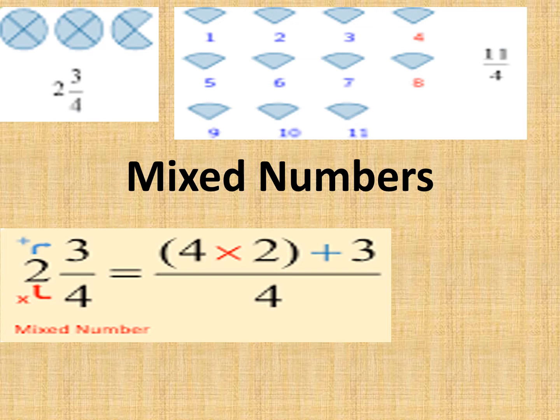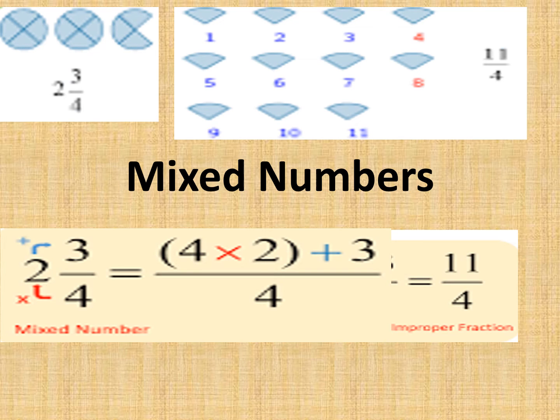2 and 3 over 4, how can I convert it into an improper fraction? I multiply 2 times 4, and then I add the numerator, which is 3. Always, the mixed number and its improper fraction have the same denominator, no change.